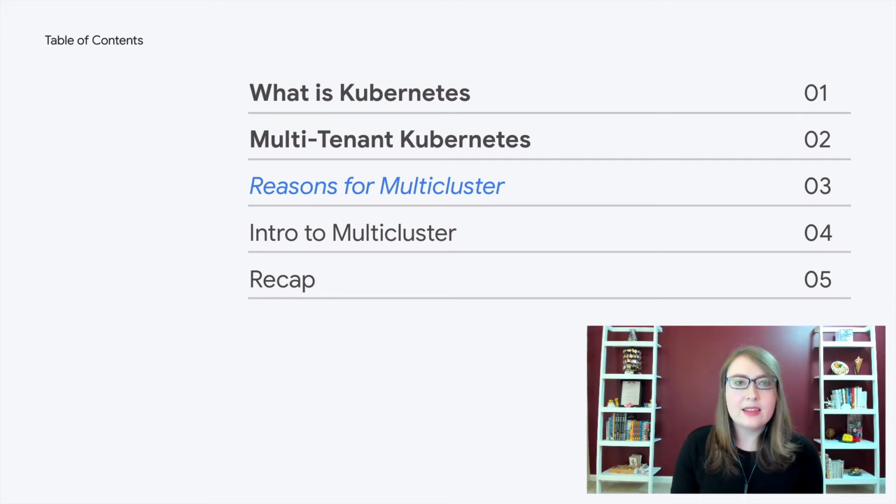So if one cluster can be used to run workloads for many teams, and a single cluster can potentially consist of over 10,000 nodes, by the way, why would you ever want to run multiple Kubernetes clusters? Let's talk about a few common reasons that people use multi-cluster architectures with Kubernetes and use multiple clusters.